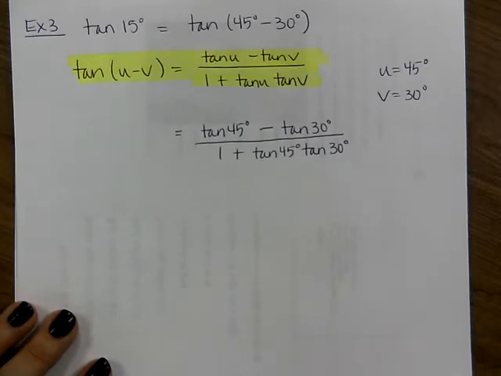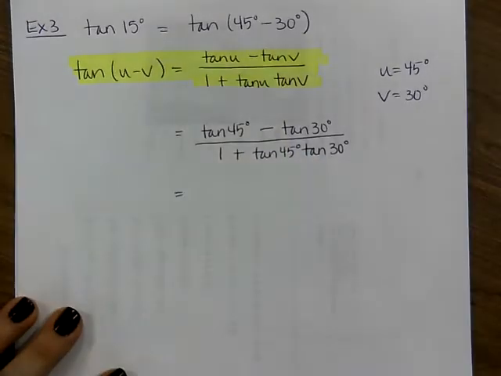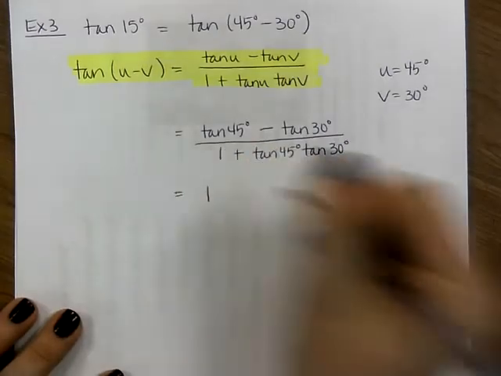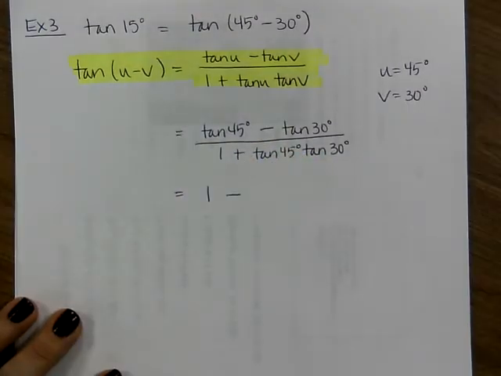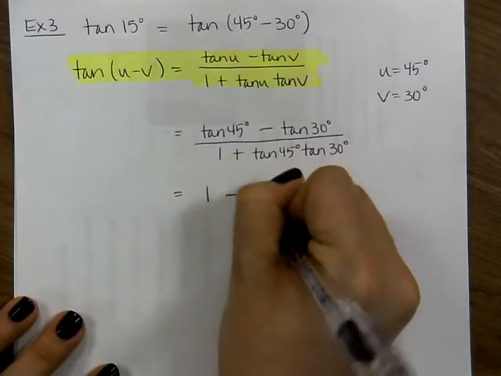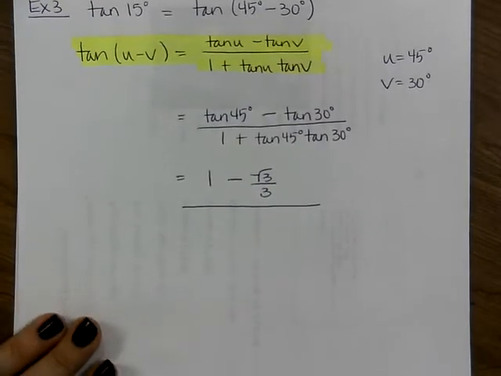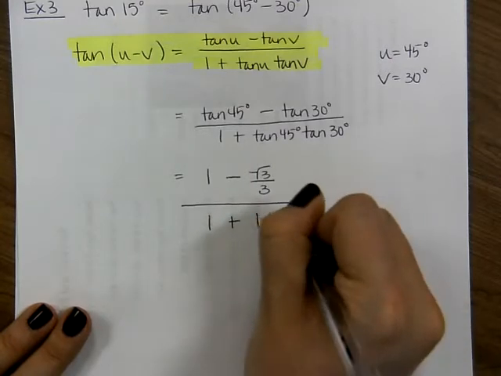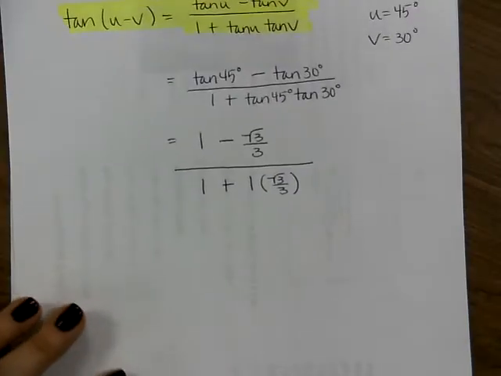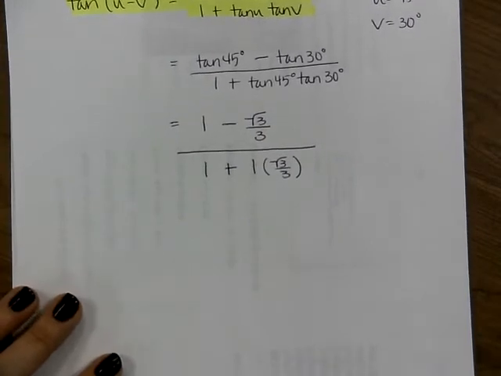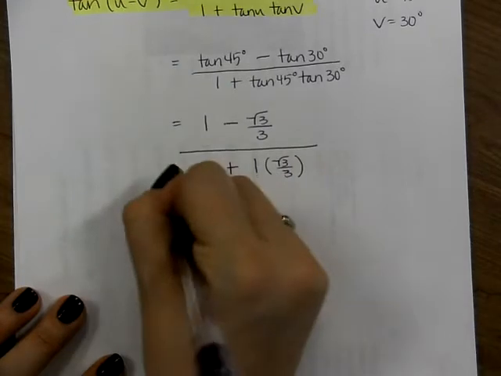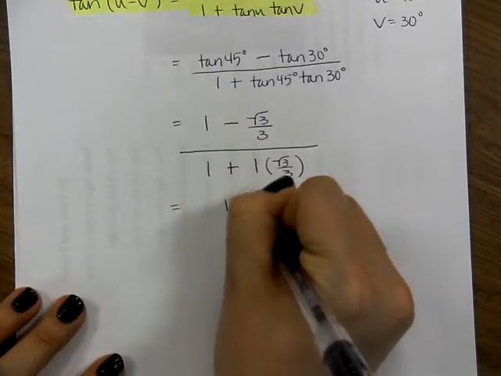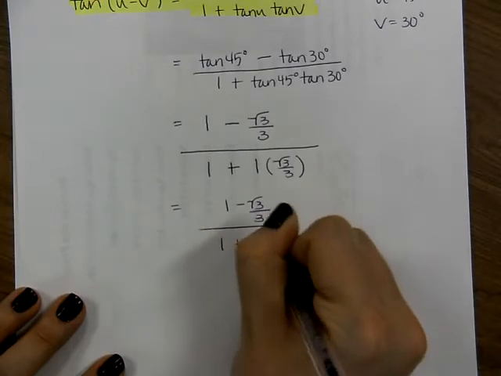And now we have to think. So where or what is tangent at 45 degrees? 1. That one's easy. How about 30 degrees? Root 3 over 3, everyone agree with that? Okay. Over 1 plus tangent of 45 is 1 times root 3 over 3. Okay, you with me? So this is 1 minus root 3 over 3 over 1 plus root 3 over 3.